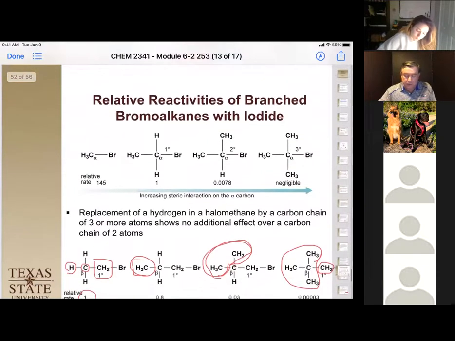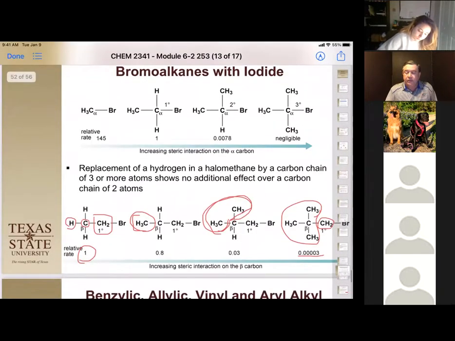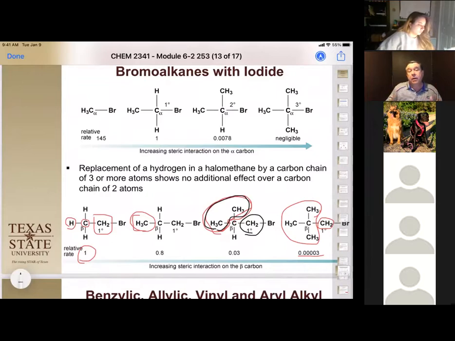Okay, so even having bulky groups that are one system off right here, we have a primary alkyl halide, but as the groups attach to that primary alkyl halide, it also does that.